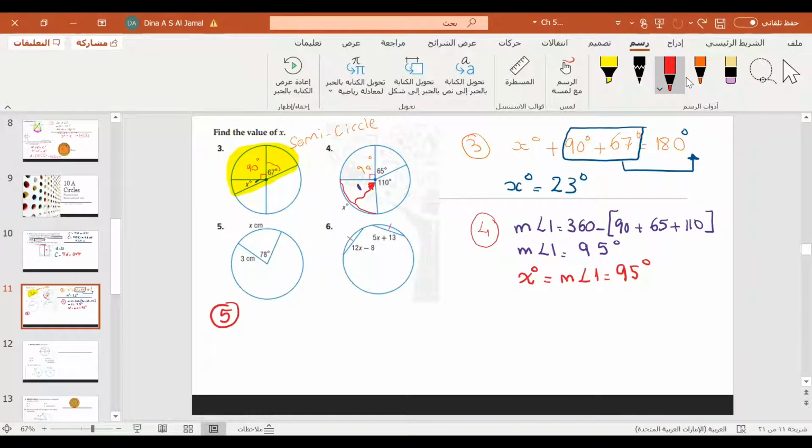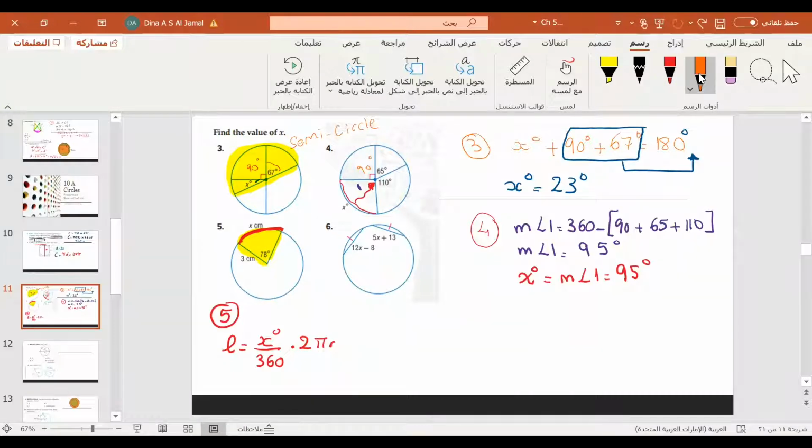And let's see what he's asking you to do. In question 5, pay attention to the units. He's giving you a circle, and you have a sector, a radius, and an angle here. Then he would like you to find x but in centimeters. That means he wants to have the length of the arc. So put the rule, length of the arc is x over 360 multiplied by 2 pi r.